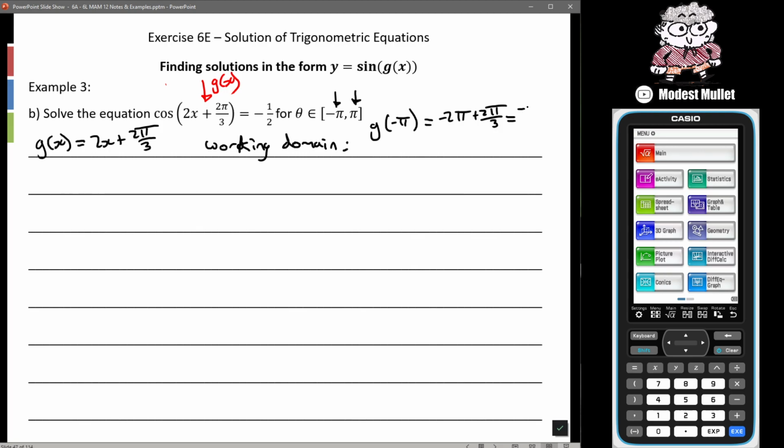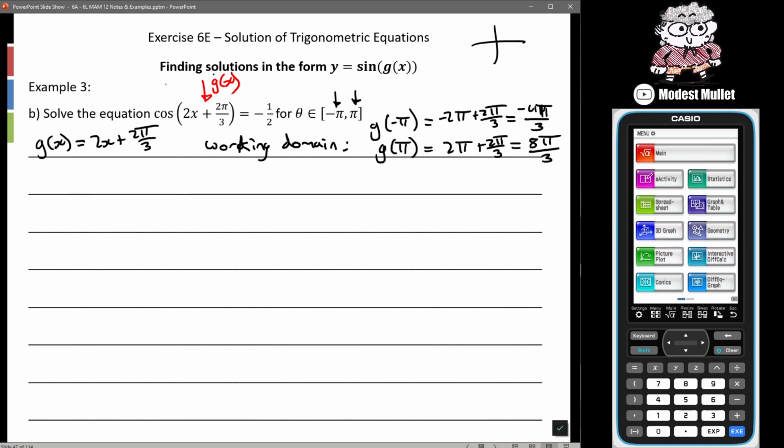Negative 6 plus 2, that's negative 4 pi on 3. And then g of pi is 2 pi plus 2 pi on 3. 6 plus the 2 is equal to 8 pi on 3. So that's my working domain. So I need to accept any values between negative 4 pi on 3.